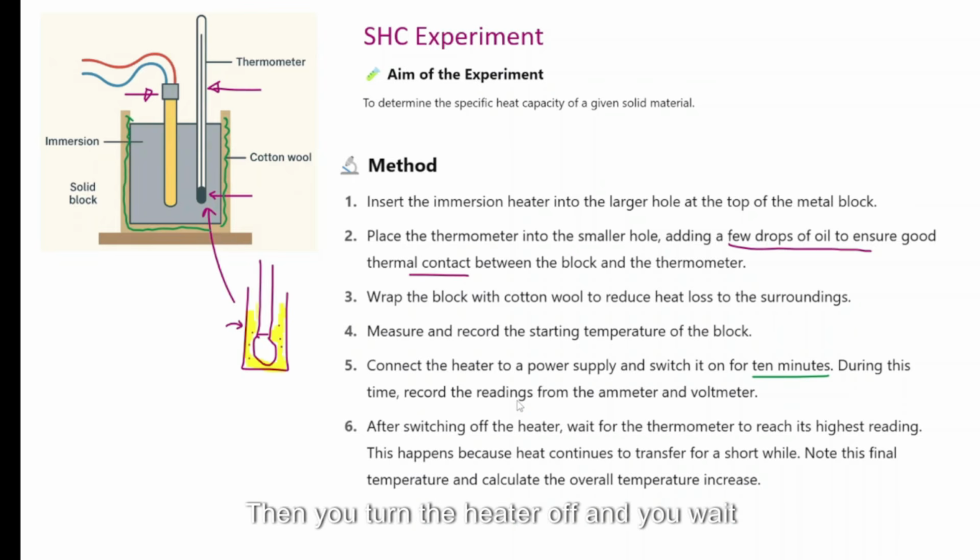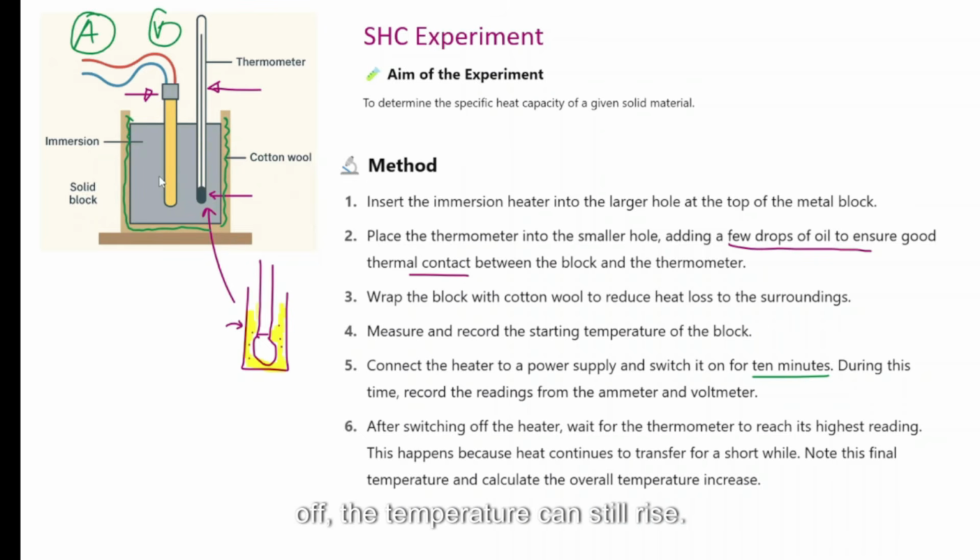Then you turn the heater off and you wait for the thermometer to reach the highest reading. Remember, even after the heat is turned off, the temperature can still rise. So you need to watch for the maximum temperature. The thermometer will go up to a maximum value and start to drop, and you record that maximum value.